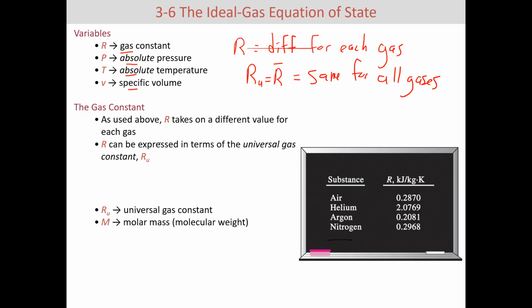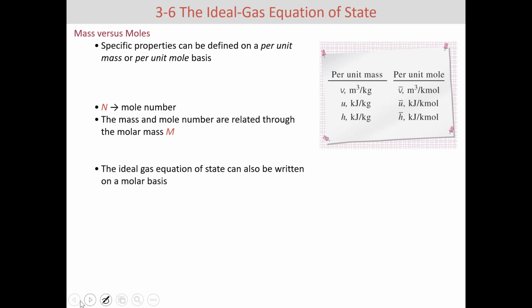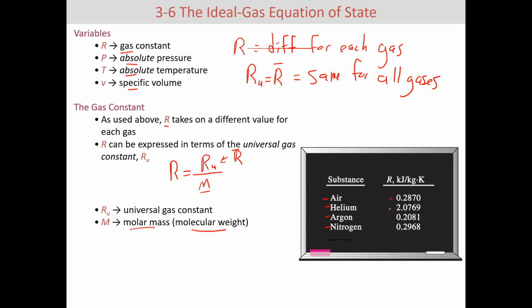Right? So the gas constant R takes on a different value for each gas, and R can be expressed in terms of the universal gas constant, as we looked at earlier. Basically it is the universal gas constant divided by molarity. Again, R bar and R_U are the same thing, where M is molecular mass or molecular weight. So as an example, here's a small table that lists air, helium, argon, and nitrogen, and it gives you a different gas constant for each one. Again, this is the gas constant, not the universal gas constant.